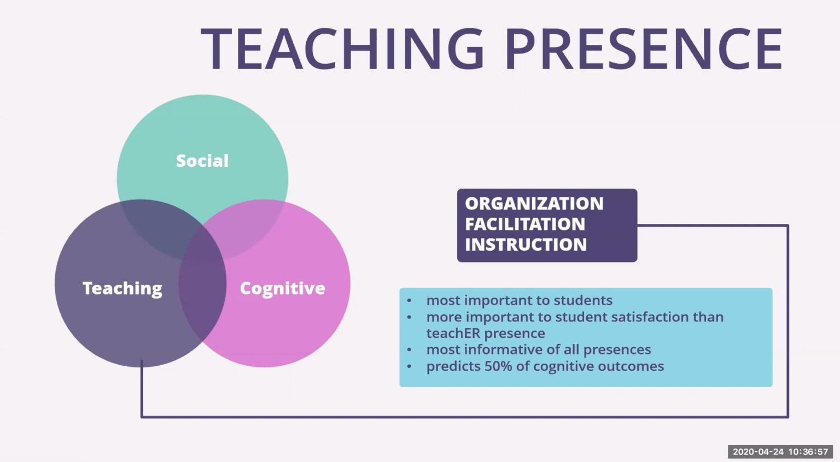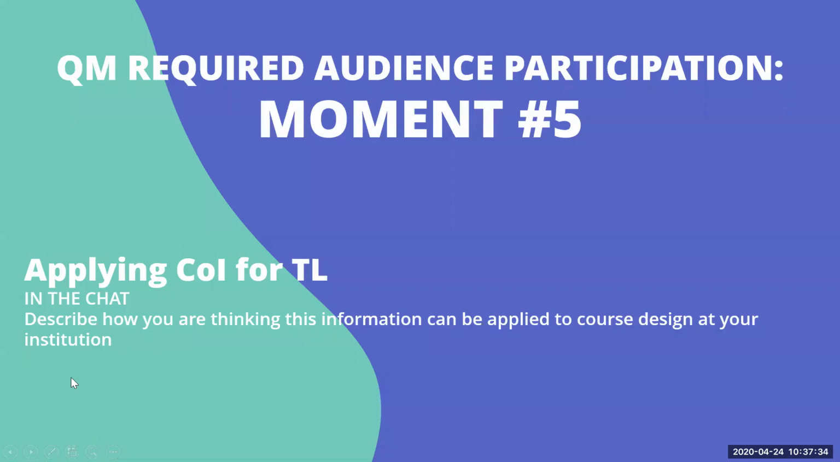And so according to students, the design of the course is really the most important thing that happens. This idea of teaching presence, this idea that the course is designed well, is more important than actually the teacher being present in the course. That's what the research shows. And it's the most informative in terms of predicting outcomes of all the presences, and it actually predicts 50% of variance in cognitive outcomes. In other words, if we can design our courses right, we can get students purposefully to engage in the highest levels of learning. So that's a lot.